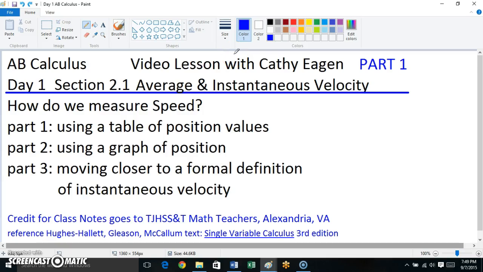Welcome to Calculus. Day 1, we're going to look at the average and instantaneous velocity. So the first thing we're going to take a look at is how do we measure speed. We're going to do that using tables, using graphs, and then we're going to take a look at how to move to a more formal definition of the instantaneous velocity.